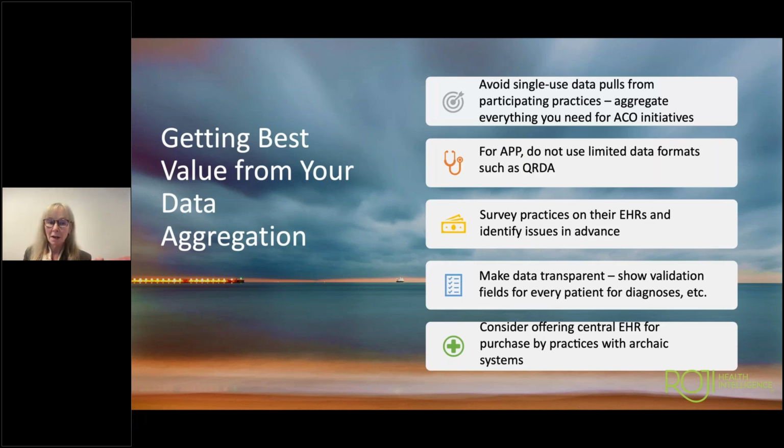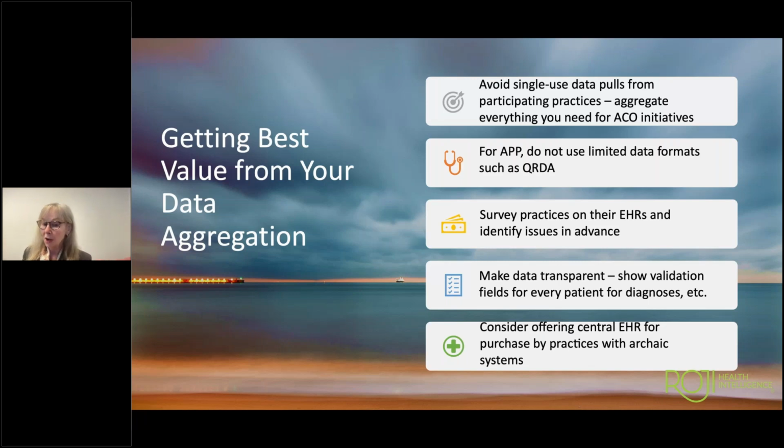For APP, we'd advise using QRDAs to fill in other information in the quality measure or the quality status of the patient, but definitely not use that as your primary method or your only method of collecting data for quality reporting.